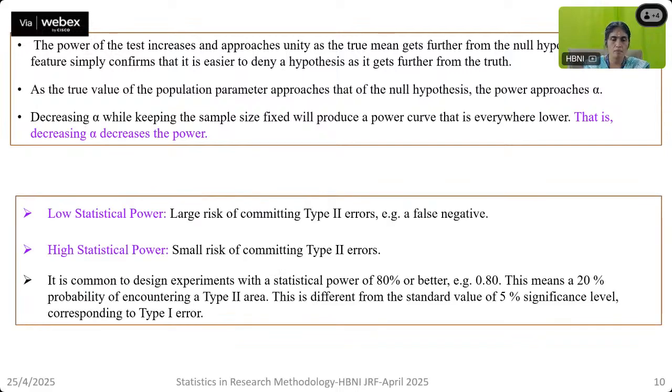So low statistical power is inferred when you have a large risk of committing a type 2 error, that is beta error. The false negative error will be higher if the power of the hypothesis test is low. If the statistical test has high power, then the risk of committing a type 2 error also decreases because power is defined as 1 minus beta only. So generally, till now we have seen that we keep alpha as 5%, and the general consensus is to go for around 80% statistical power for any hypothesis test to be qualified for the purpose.